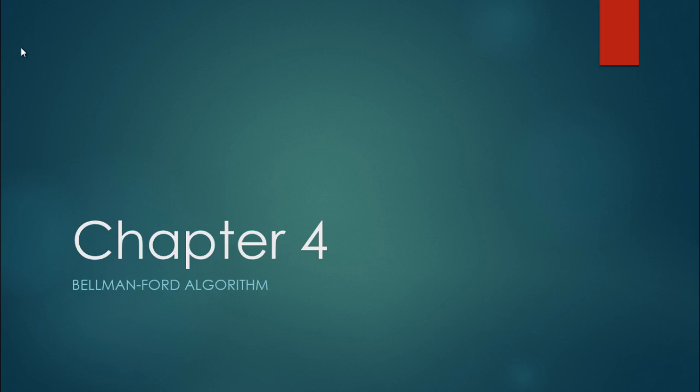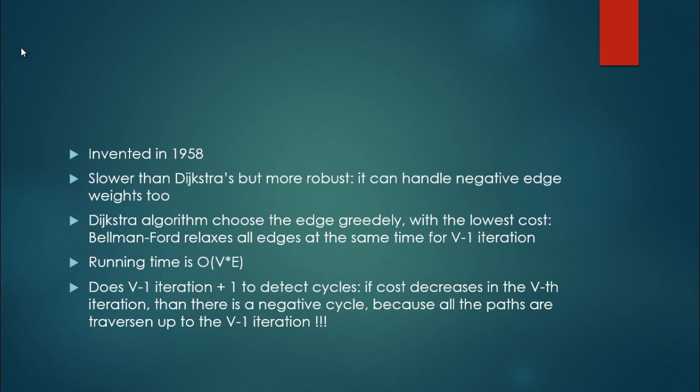Hi, in this video we are going to talk about the other shortest path algorithm, the so-called Bellman Ford algorithm. So let's get started. It was invented in 1958. It is slower than Dijkstra's algorithm, but much more robust. It can handle negative edge weights too. As you may recall, Dijkstra's algorithm can handle only positive edge weights. With the help of Bellman Ford, we can handle negative edges too.